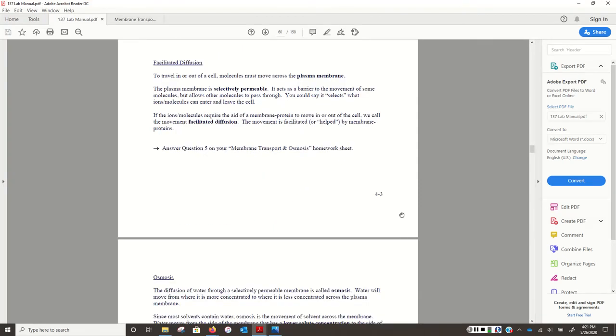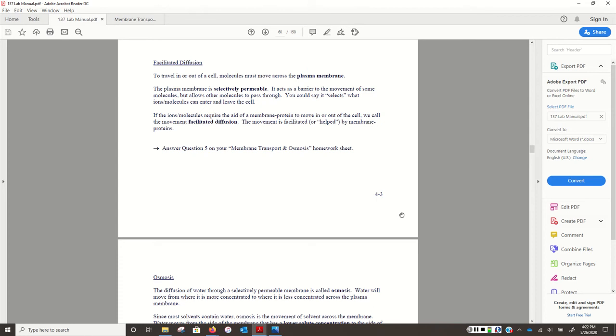Next is facilitated diffusion. So now we're not just talking about things moving around, we're going to start to actually apply this to our cells. Now our cells are basically like little tiny balloons, and inside those balloons there's a lot going on, and the actual edge of that balloon would be the cell membrane. Cell membrane is just the outside border of a cell.